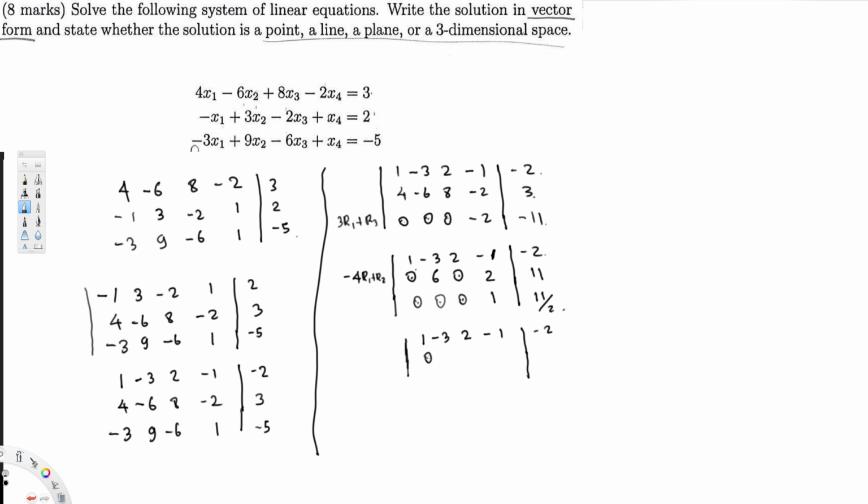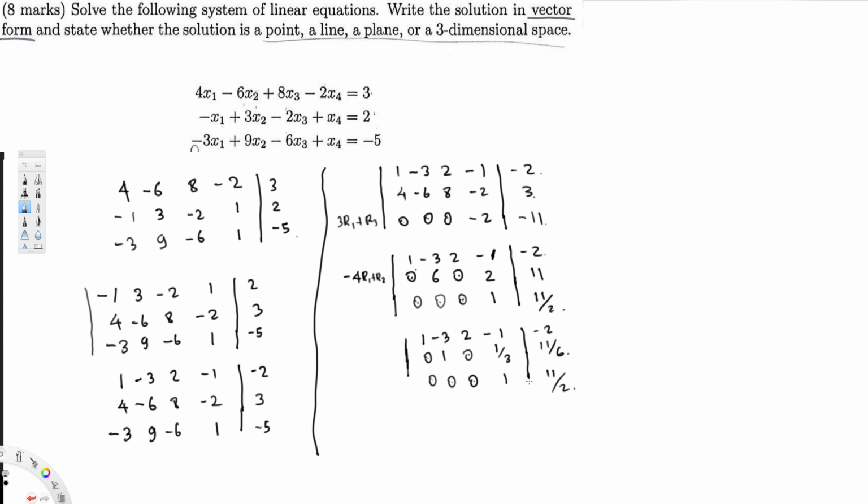6, I will get 0, 1, 0, and 2 by 6 is going to be 1 by 3. Then other side we are going to have 11 by 6. Then here we have 0, 0, 0, 1, 11 by 2.